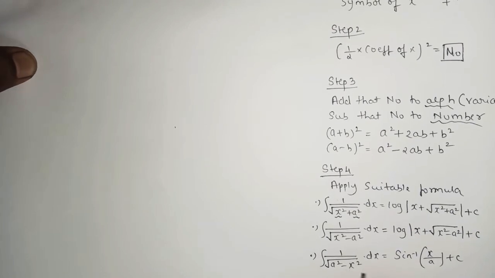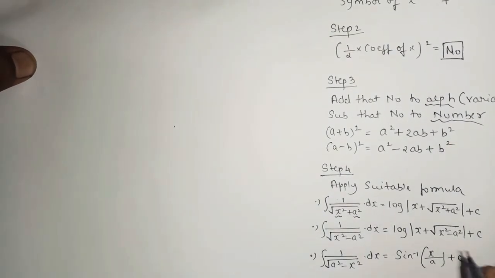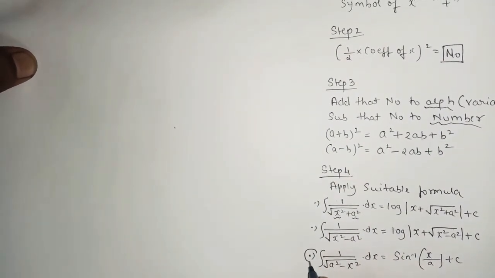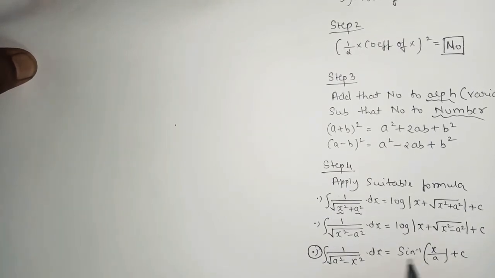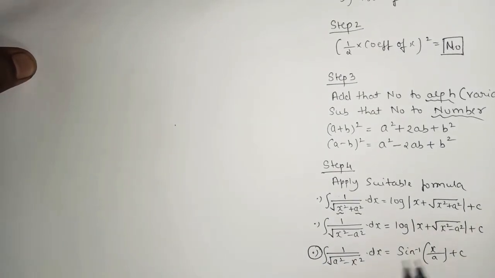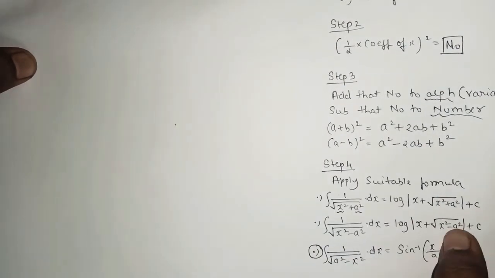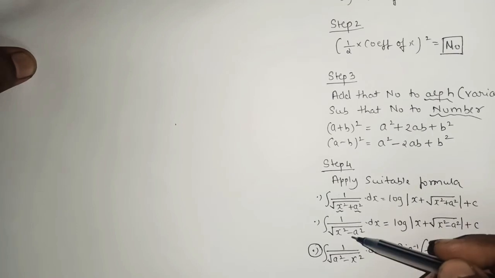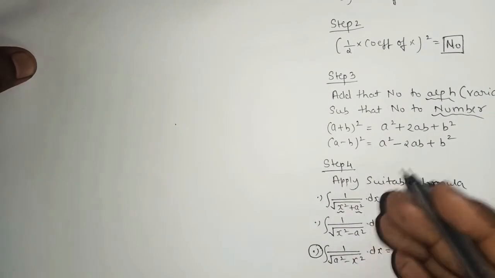And see to that whenever in the question itself the symbol of x square is negative, you have to apply the third formula. Whenever the symbol of x square is positive in the question, no doubt either the first formula will come or else the second formula. In this way you have to guess the suitable formula for the particular question.